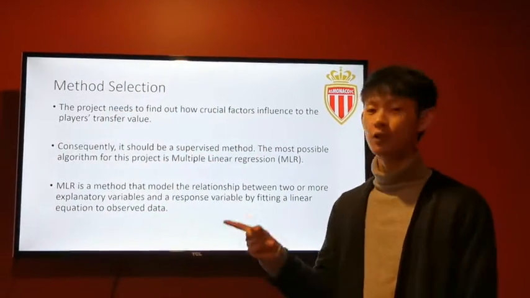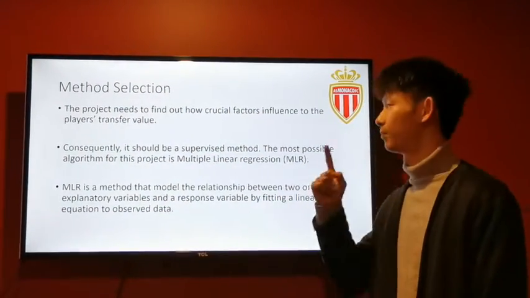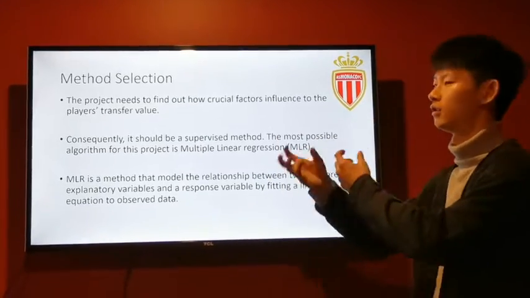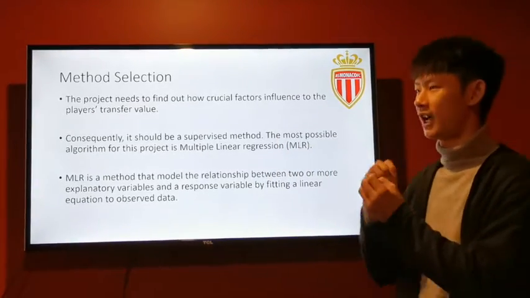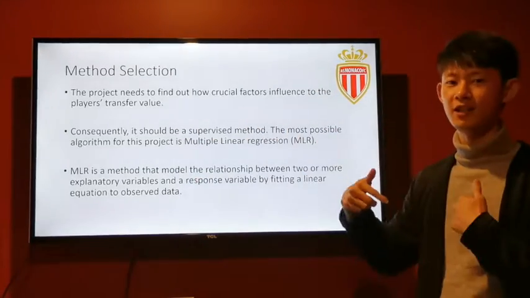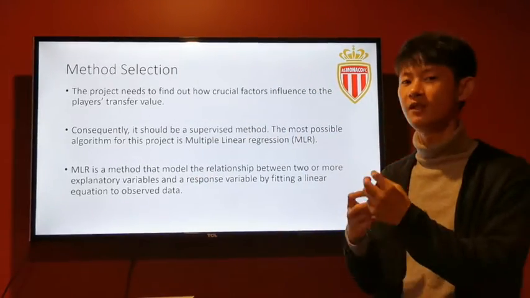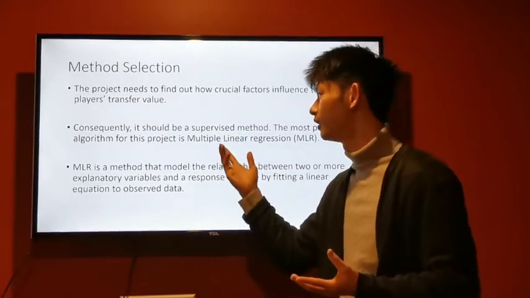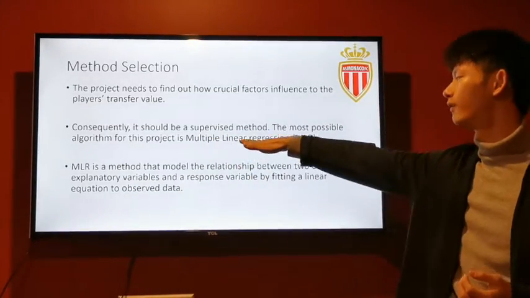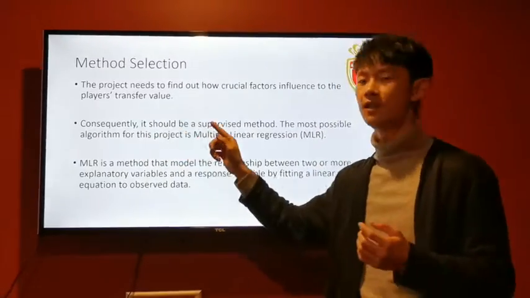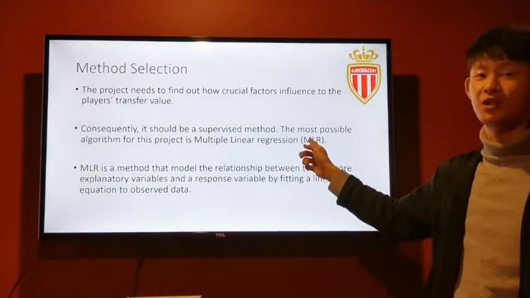Okay, after understanding Monaco's business, we need to find an appropriate method to organize our data. After having a look at our database, we find that in our case, we want to find out the different factors and how they affect the market value of players. Consequently, it should be a supervised method, and the most appropriate algorithm is multiple linear regression.